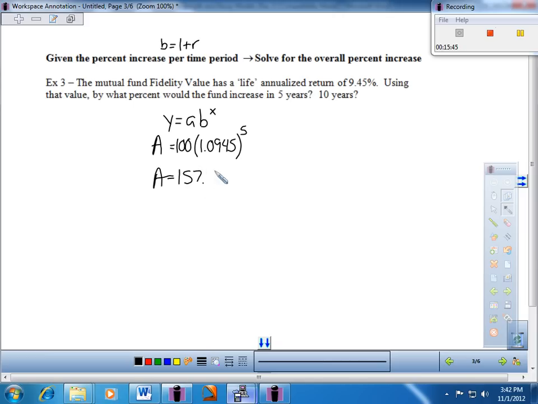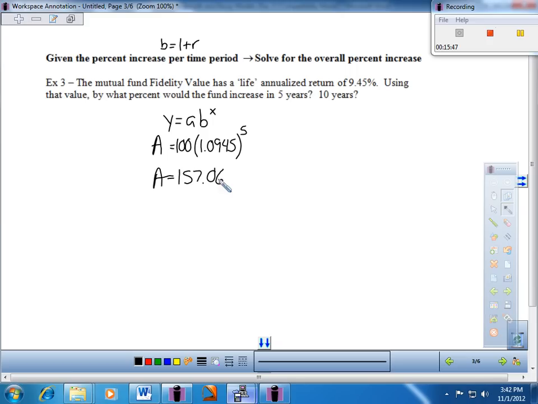So if I put $100 into the account, after 5 years at this growth rate, it would go up to $157.06. Beautiful.